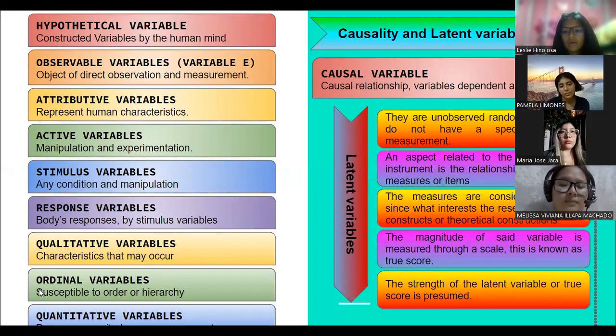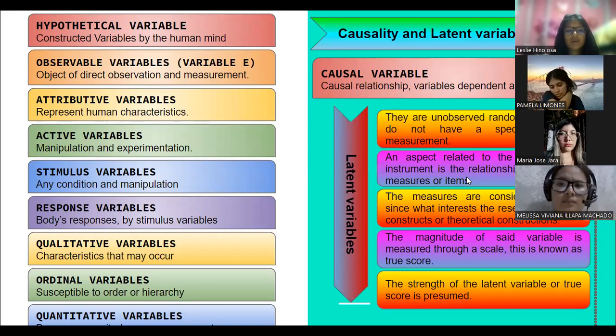Okay, now we already know that we have a lot of variables, and we have other types too. The first one that we have on this occasion is the hypothetical variable, which are constructs created by the human mind; they are only inferred through their effects or behaviors. For example, intelligence. Also, we have the observable variable. They can be the object of direct observation and measurement. For example, height or weight.